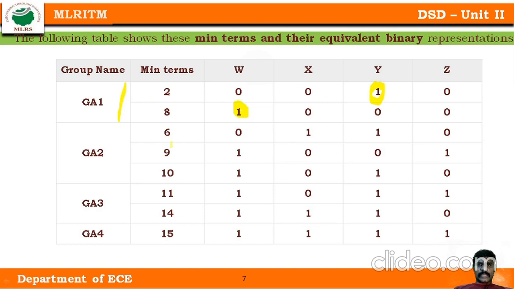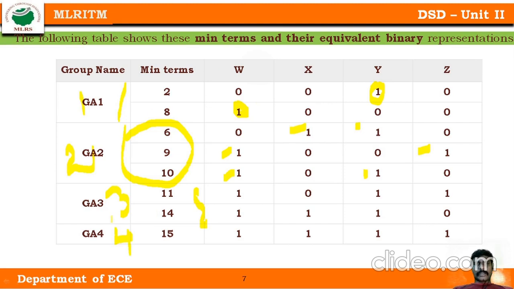Similarly I'm checking for the second group, which is having 6. It is having 2 ones. 9 has 2 ones and 10 has 2 ones. So these can be formed as another group where the number of ones is 2. Then I'll go for 11 and 14, which have 3 ones, and 15 has 4 ones. So this is the table I formed in step 1. All the minterms are arranged in ascending order depending upon the number of ones present in the binary value.